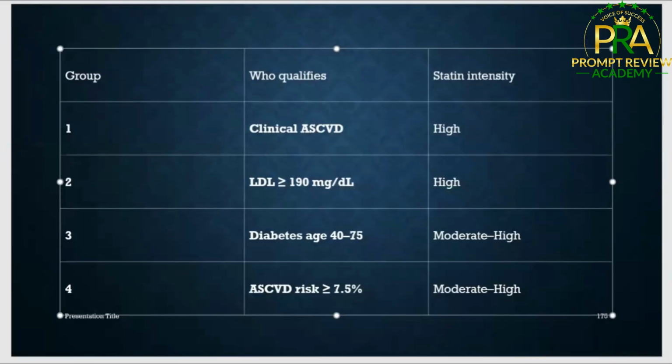So you can see it, high intensity. That is the summary. Basically, you are giving group 1 high intensity, group 2 high intensity, and group 3 moderate to high intensity.